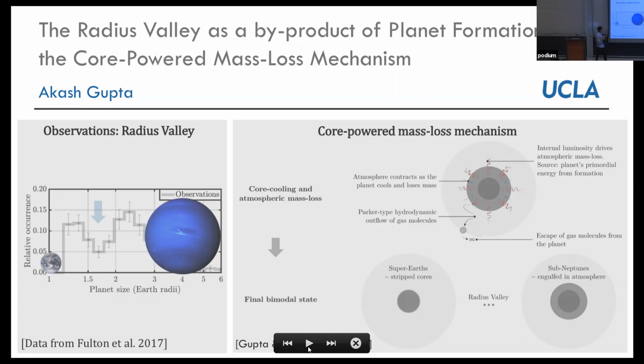Recent observations have told us that there is a lack of planets around 1.5 to 2 Earth radii, as shown on this plot, which shows relative occurrence changing with planet size.